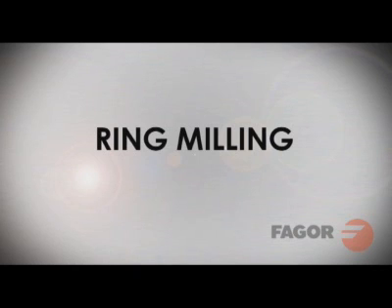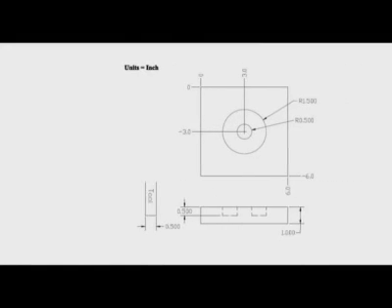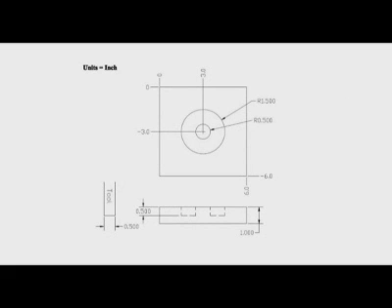In this programming example, we will be making a ring milling inside of our workpiece. From our example part print, you will see that we have two defined radii at the center of our workpiece. A pocket will be machined between the outer and inner radii, leaving behind an island or a boss at the center. Our selected tool for this operation is a 1/2 inch diameter end mill.